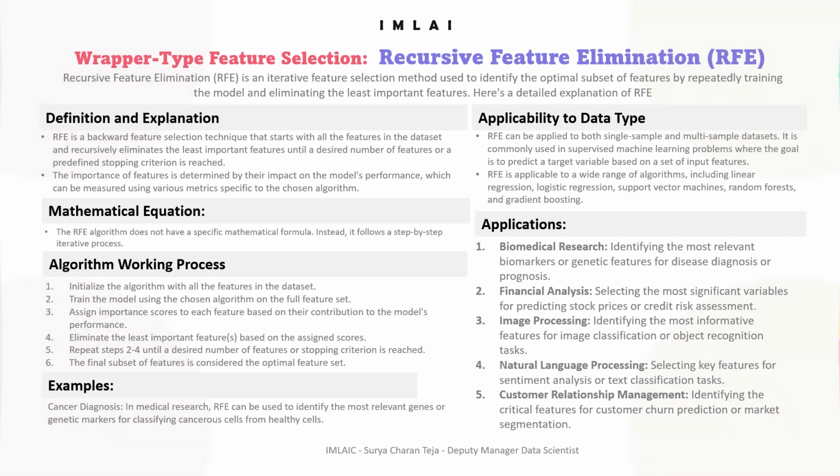So overall, recursive feature elimination is a powerful feature selection algorithm that iteratively removes less important features, allowing for improved model performance, reduced dimensionality, and enhanced interpretability.